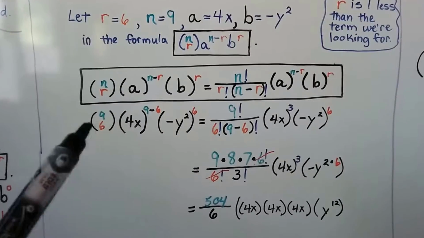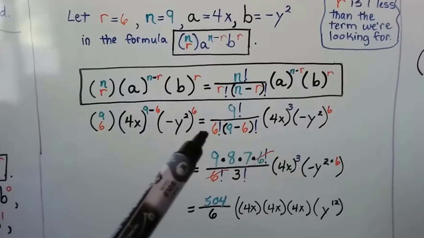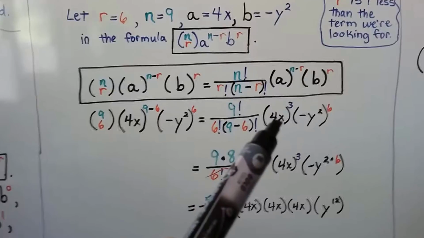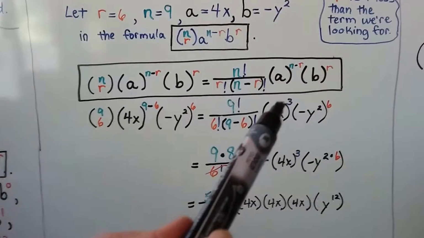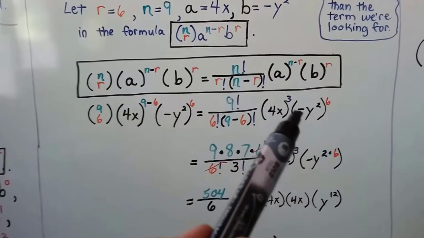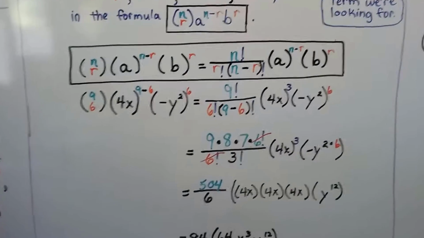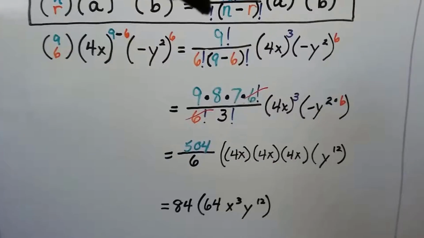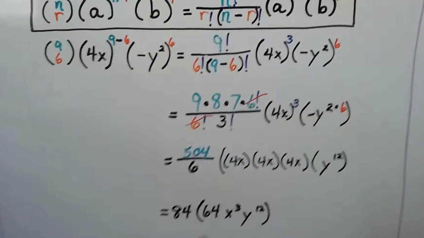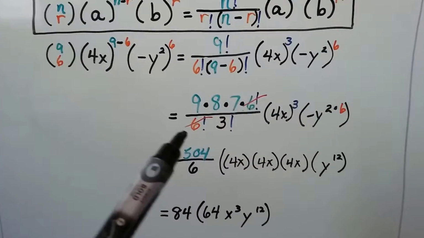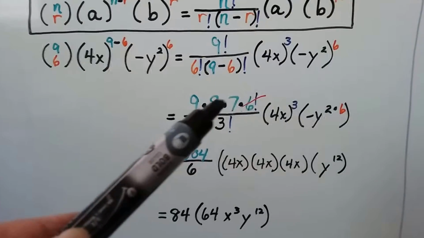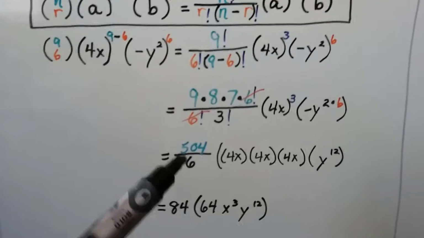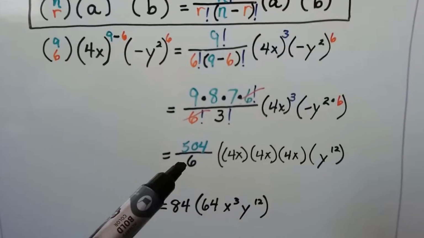We write the n choose r as 9 factorial divided by 6 factorial times 9 minus 6 factorial. Here we've got our a. 9 minus 6 is a 3, so it's raised to the 3rd power. And we've got our negative y squared raised to the 6th power. We can write the 9 factorial with a factor of 6 factorial and cancel these out. So we're left with 9 times 8 times 7 divided by 3 factorial. We know 3 factorial is a 6. So that's going to be 504 divided by 6.